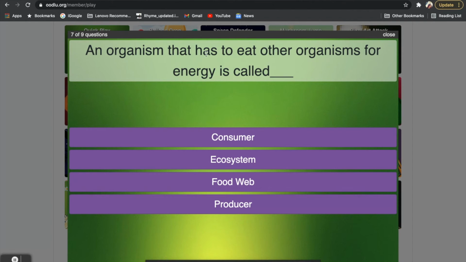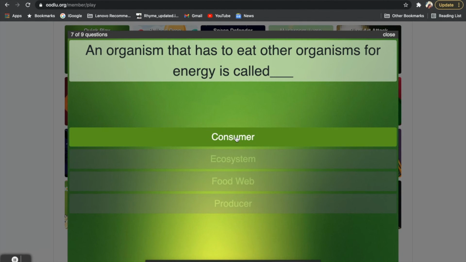An organism that has to eat organisms for energy is called. What do we call those organisms that need to eat or consume other organisms for energy? Is it a consumer? Is it an ecosystem? Is it a food web or a producer? If you said consumer, that is correct. Consumers have to eat or consume for energy.